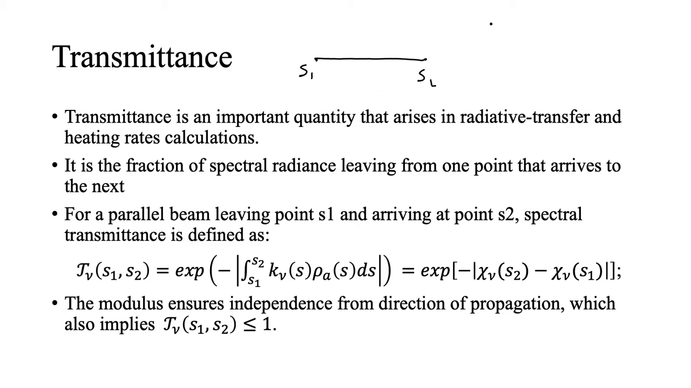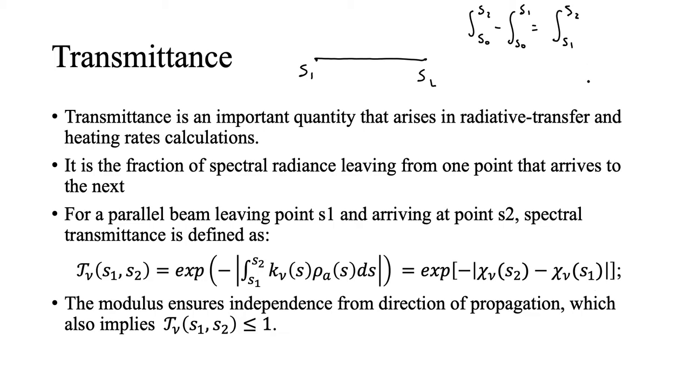Obviously, if you remember how we defined optical depth, and remembering that the integral from S0 to S2 minus the integral from S0 to S1 is equal to the integral from S1 to S2, then this can also be written as the exponential of minus the absolute value of the difference between the optical path to S2 and the one to S1.